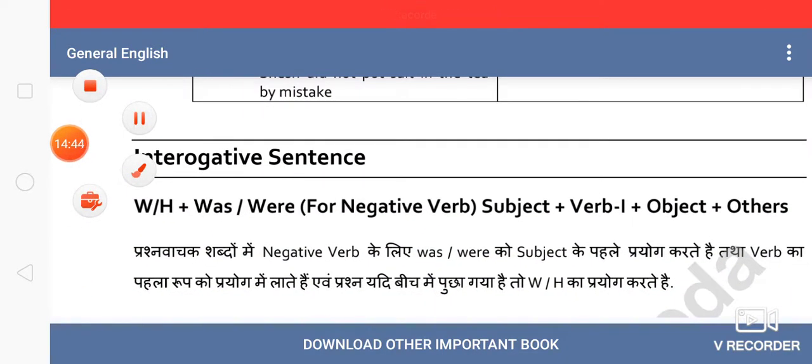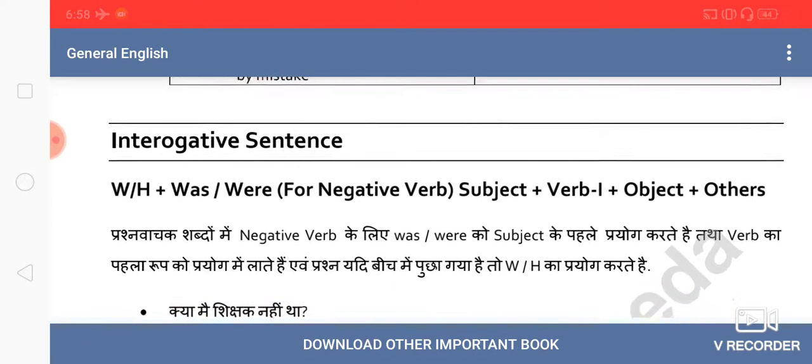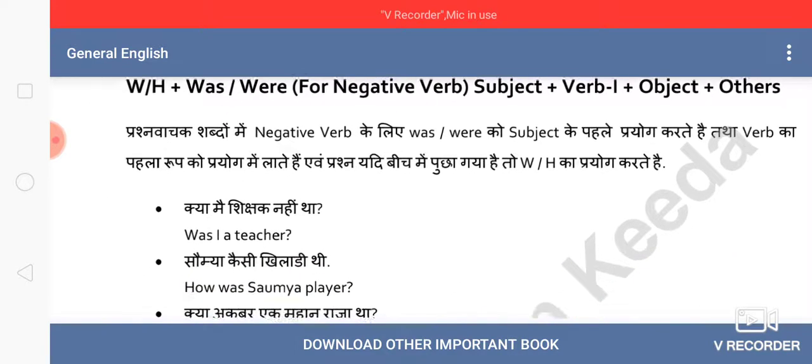Now interrogative. For interrogative, you always know that we use the interrogative word first, then the subject. Fine. So the interrogative word is there. Then if there is any auxiliary like do, did, was, were, we will use it, then subject, then verb and object, and then a question mark finally. So this is what you can see here.